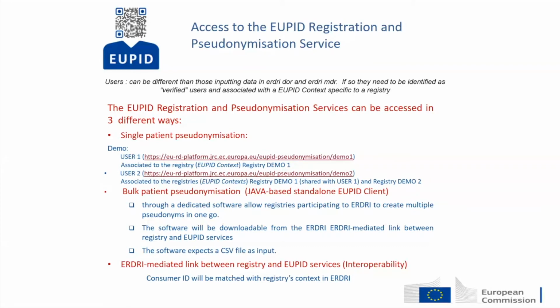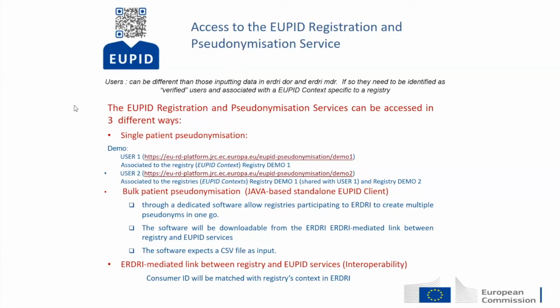The software will be downloadable from ERN, and it just needs a CSV file as an input, actually. So the third way, about which Mikael will talk after this, is an ERN-mediated link between the registry and the EUPID services. This is ensured with a consumer ID that will be matched with the registry and the users in ERN. So Mikael will detail this later on.